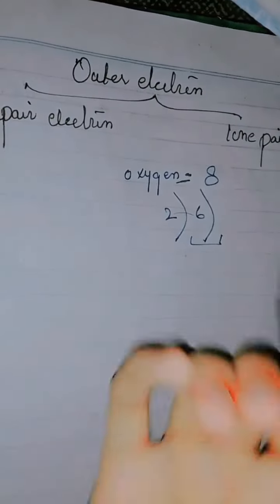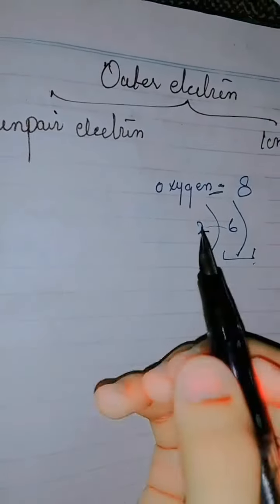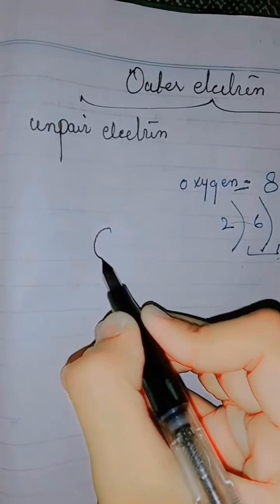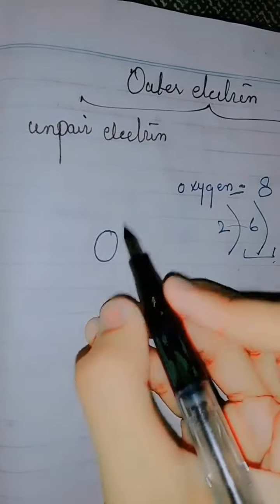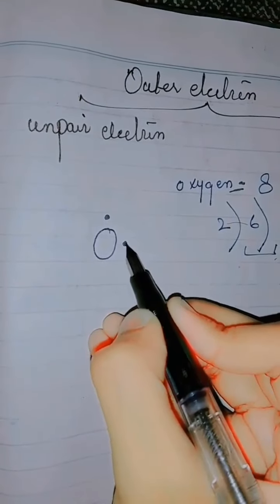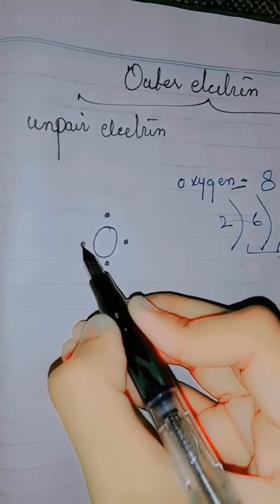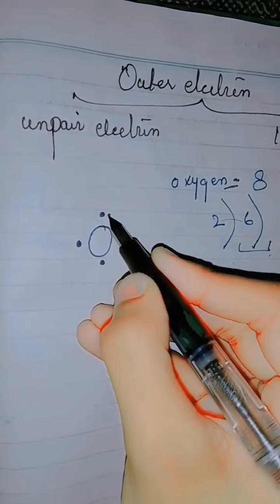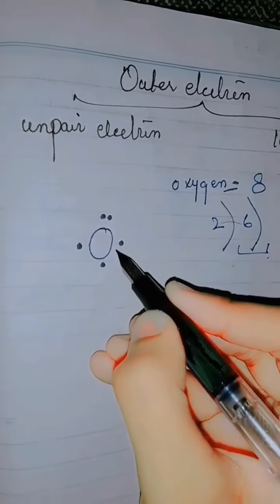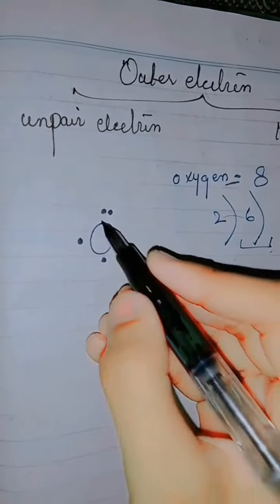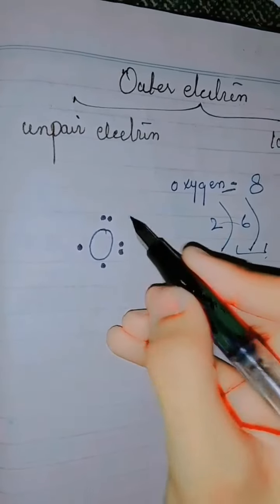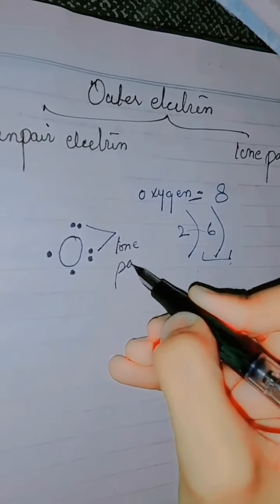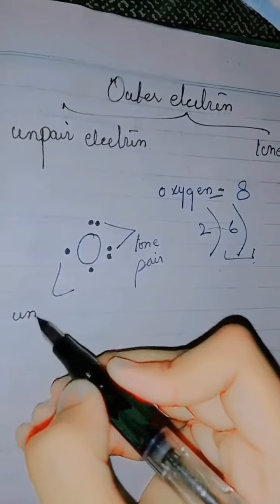Now how do we arrange this valence shell, that is the outer shell? For example, this is oxygen. First of all, we arrange the first electron, second electron, third electron, fourth electron. Now we have to arrange 6 electrons. Now pairing the electrons, 5 and then 6. These two get paired and these are unpaired. So this is called lone pair and these are called unpaired electrons.